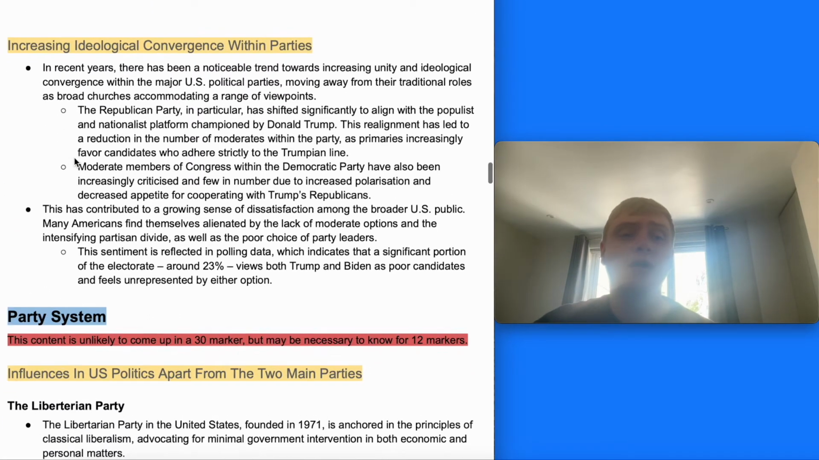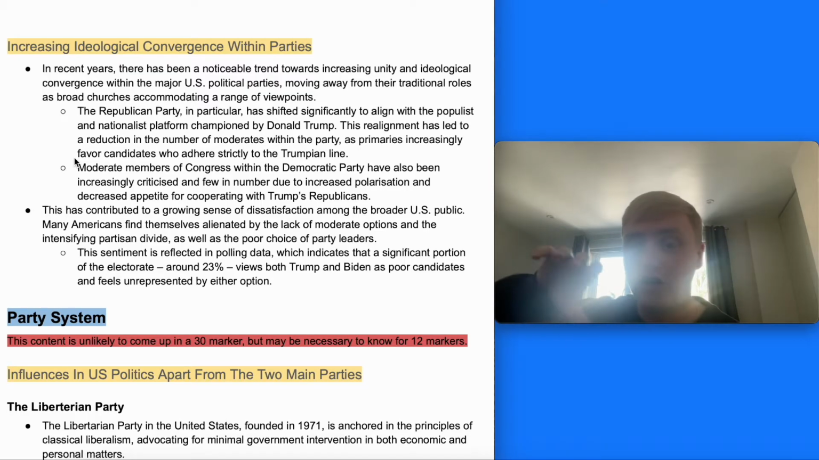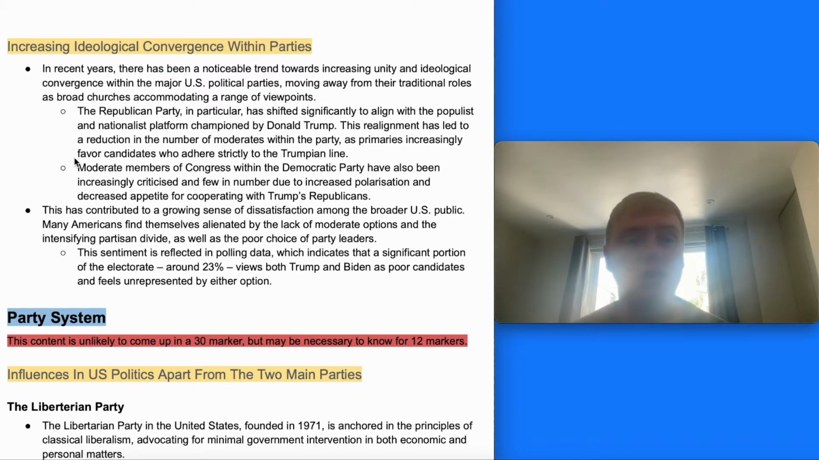What you've also seen within the parties is increasing ideological convergence within each party. So in recent years, there's been a notable trend towards increasing unity and ideological convergence, particularly within the Republican Party, so with a bit of a move away from broad churches. So the Republican Party in particular has shifted to align with the populist and nationalist platform championed by Trump, and this realignment has led to a reduction in the number of moderates within the party, as primaries increasingly favour candidates who adhere strictly to the Trumpian line.